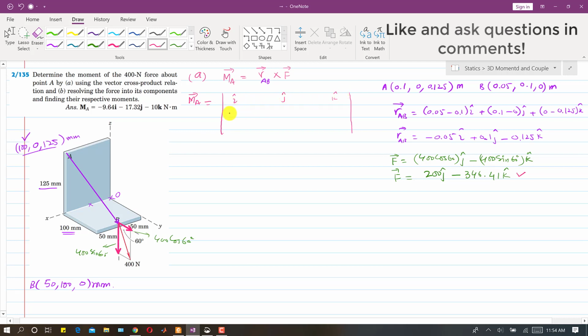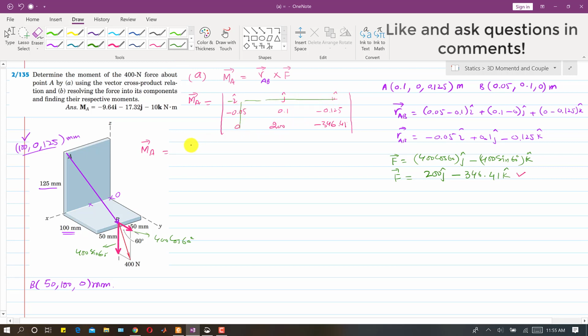So this will be i, j and k, and we will write minus 0.05, 0.1 and minus 0.125. These are the components of the moment arm vector, and here I will write 200 and minus 346.41, and this is 0, right? So the moment about A will be equal to, so I will hide this row and this column, and we will take the determinant.